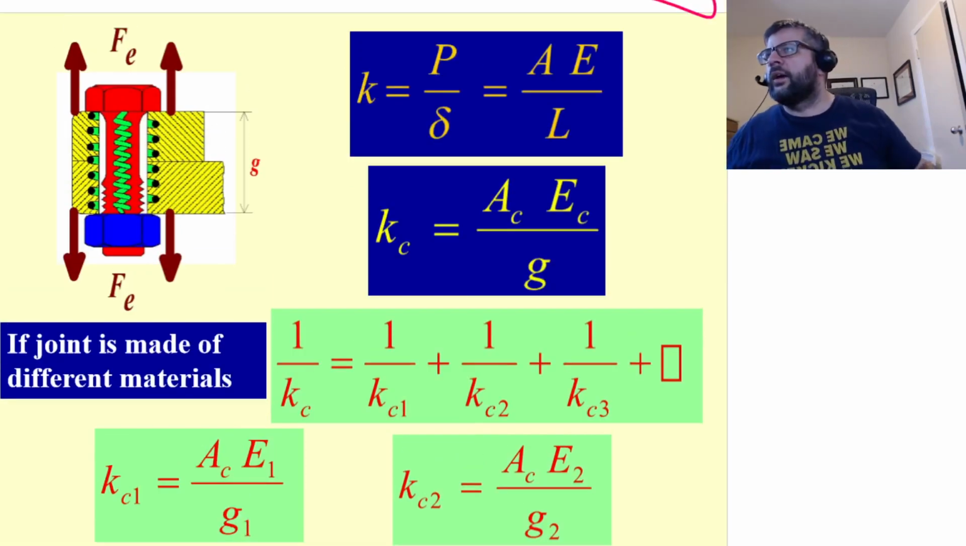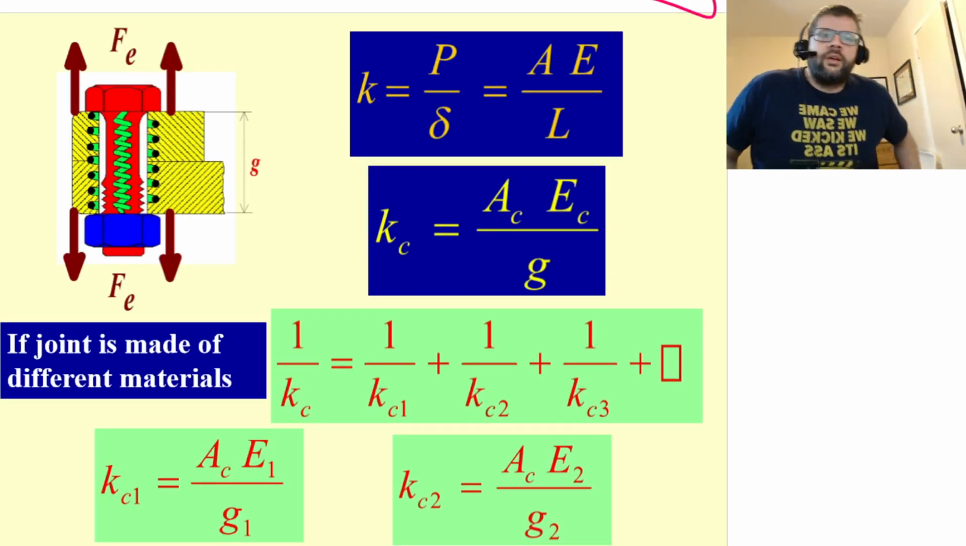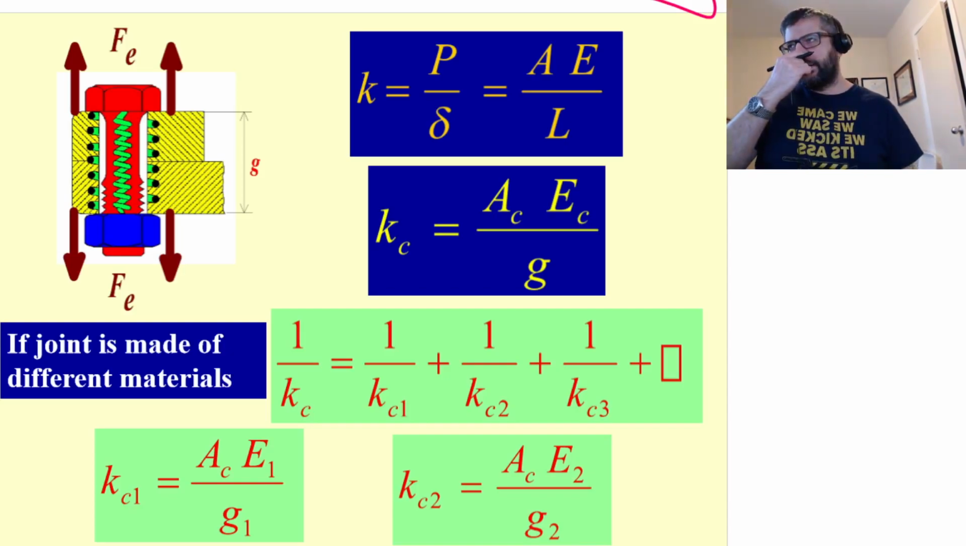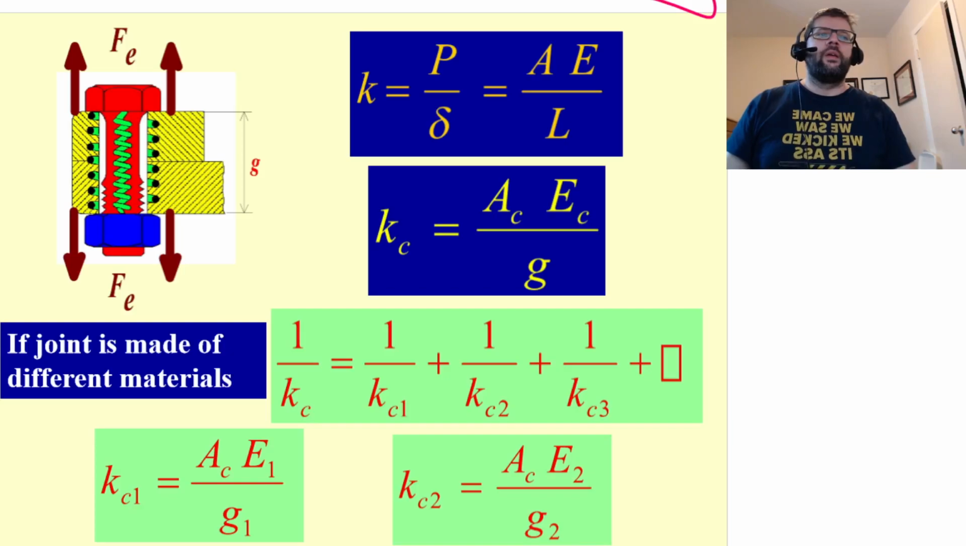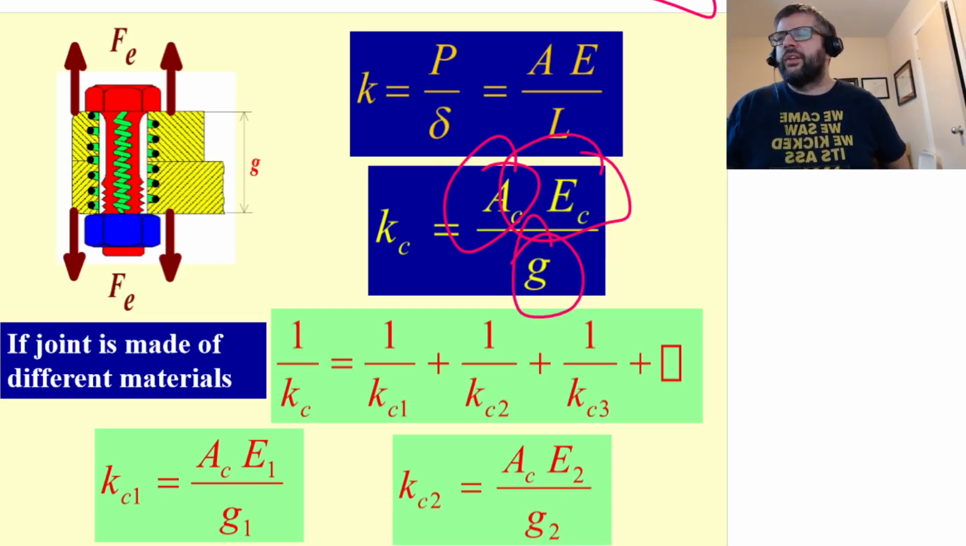And then a similar idea for the joint stiffness. We've got the Young's modulus, the initial thickness, and this AC here. That's the effective cross-sectional area of what you're joining together. We'll talk about how to calculate that in a little bit. Sometimes it's obvious, sometimes it's not so obvious.